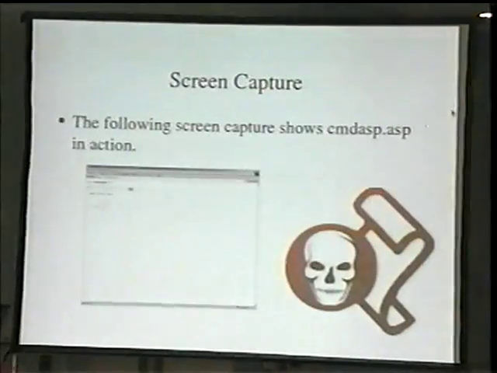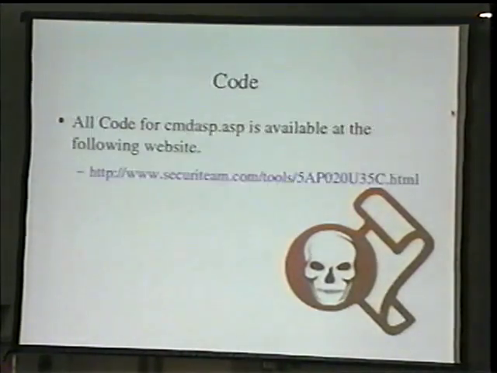There's a screen capture of the command ASP tool in action. It's very simple. Punch in the command and hit go, and you'll have the results passed back to you in HTML. The code is not available at my site, of course. It's available at secureteam.com.